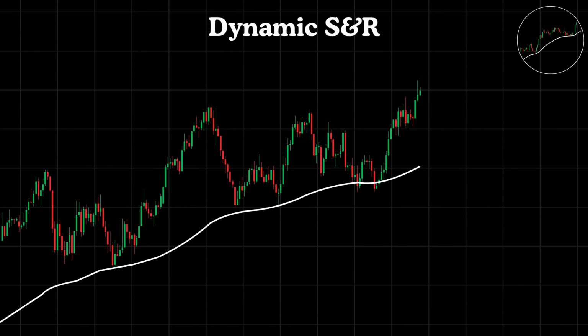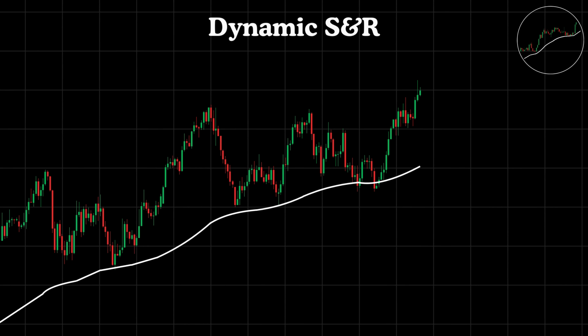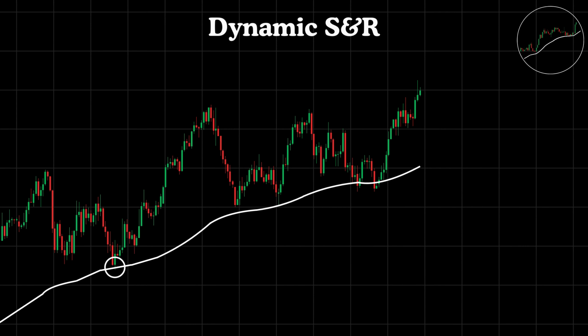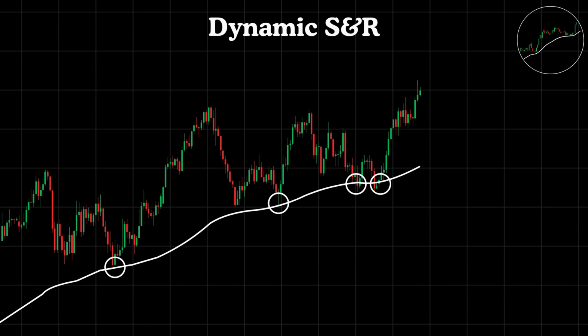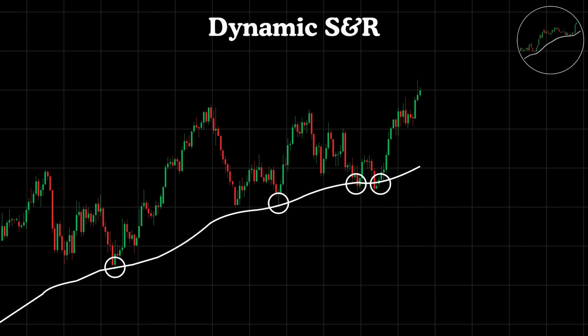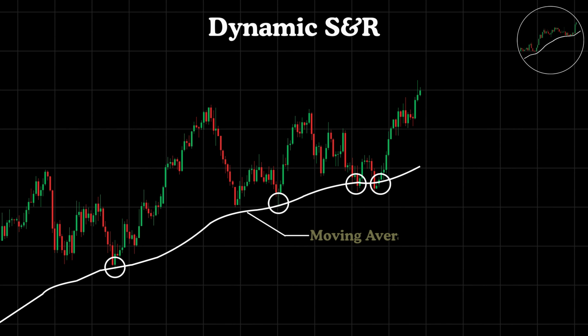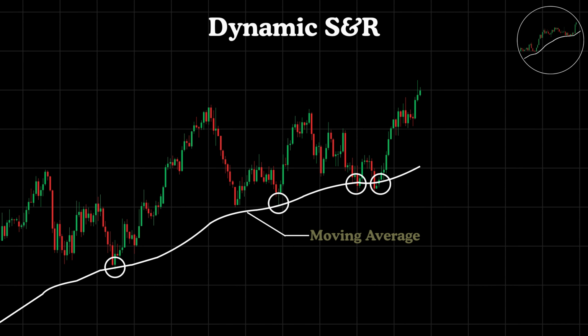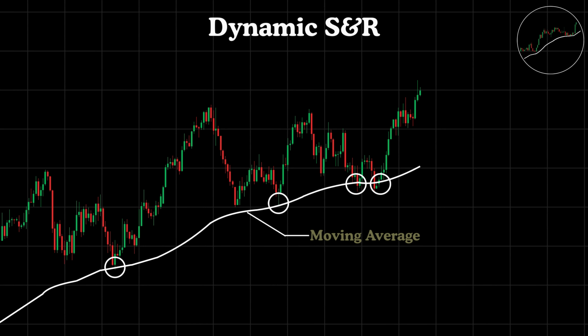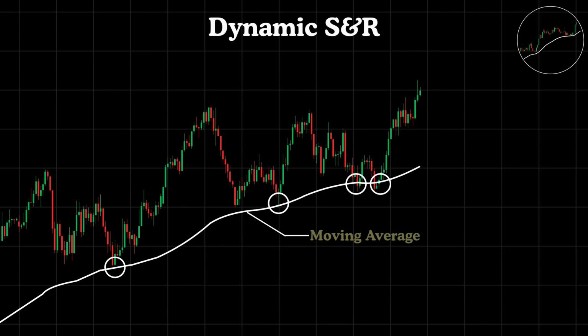Dynamic support and resistance, while similar to standard levels, serve as key zones using indicators rather than fixed horizontal lines. Tools like the moving average are used to represent these dynamic levels, adjusting with price movements to act as ongoing areas of support or resistance.